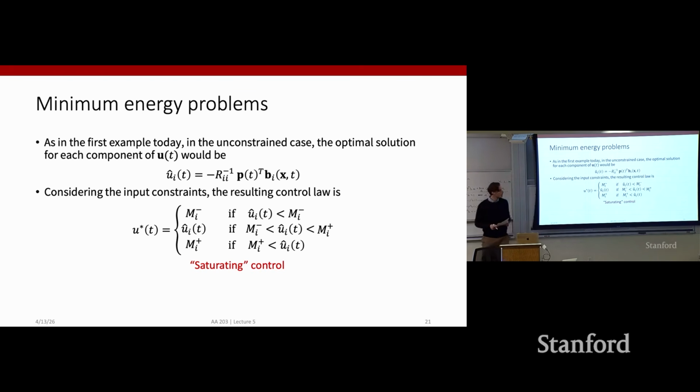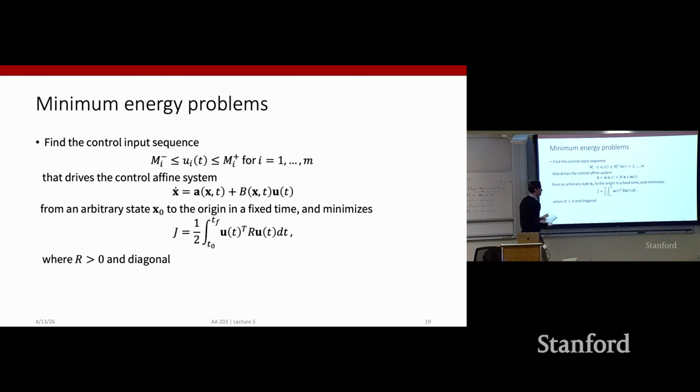Yes? As a diagonal matrix, that makes the calculation straightforward. Why is that justified? R is a term we pick because we are defining the cost that we want to optimize. And so usually it's good to express diagonal cost matrices because it makes things easier. But we could also pick an R that is not diagonal. Yeah.